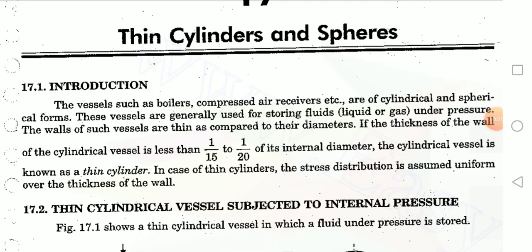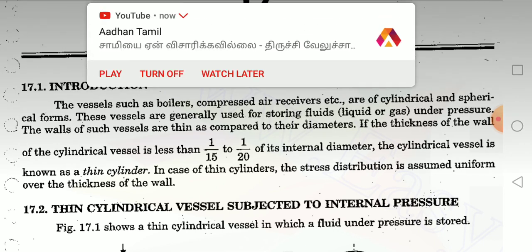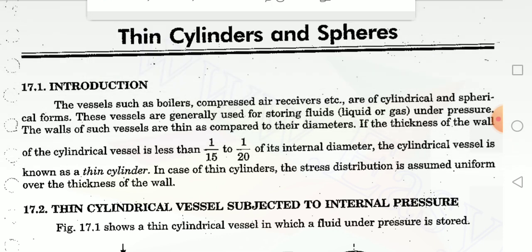So let us see the fifth unit, thin cylinders, spheres and thick cylinders, which was already discussed, that if the thickness of the wall of the cylinder vessel is less than 1 by 15 to 1 by 20 of its internal diameter, then the cylindrical vessel is known as a thin cylinder. So let us see the problems in thin cylinders initially.